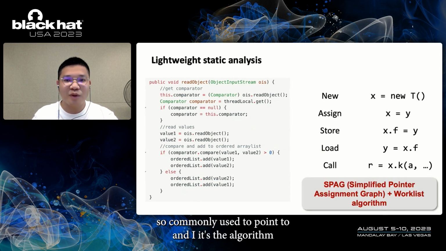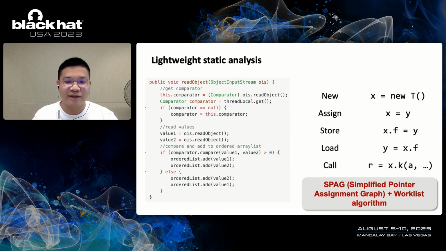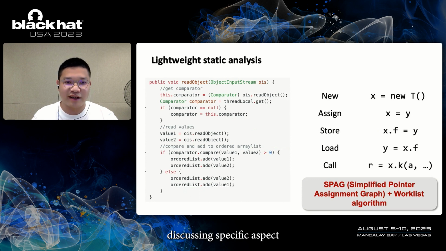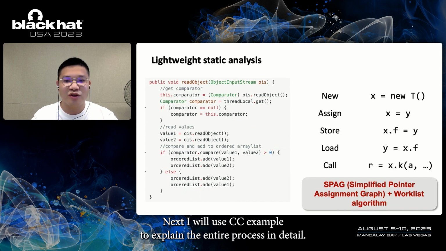The commonly used points-to analysis algorithm in the industry is the classic Andersen-style analysis. However, based on the actual situation of deserialization gadget chain discovery, we have made a variant and simplification of the Andersen-style analysis, which I will detail when discussing specific aspects. Overall, we implement the lightweight static analyzer through a simplified PAG, SPAG, and a worklist algorithm. Next, I will use this example to explain the entire process in detail.